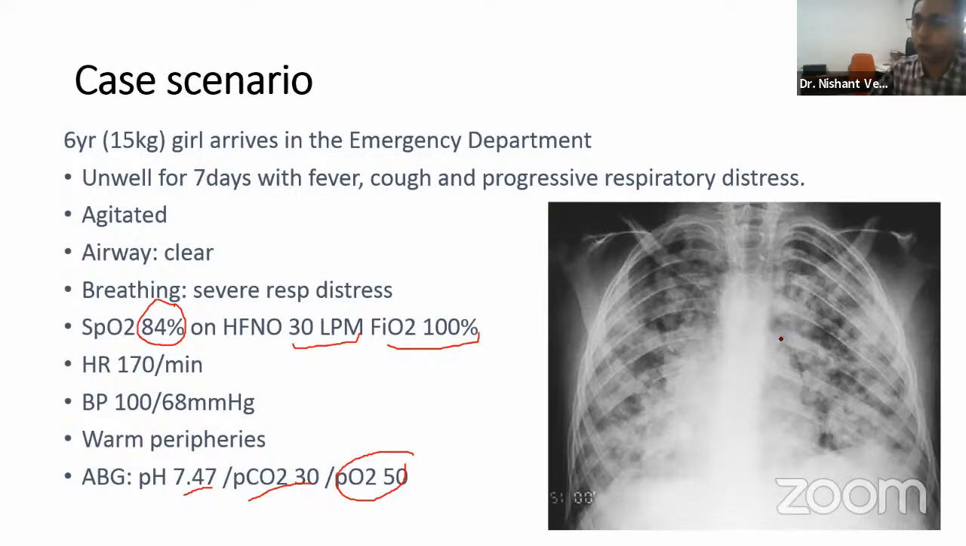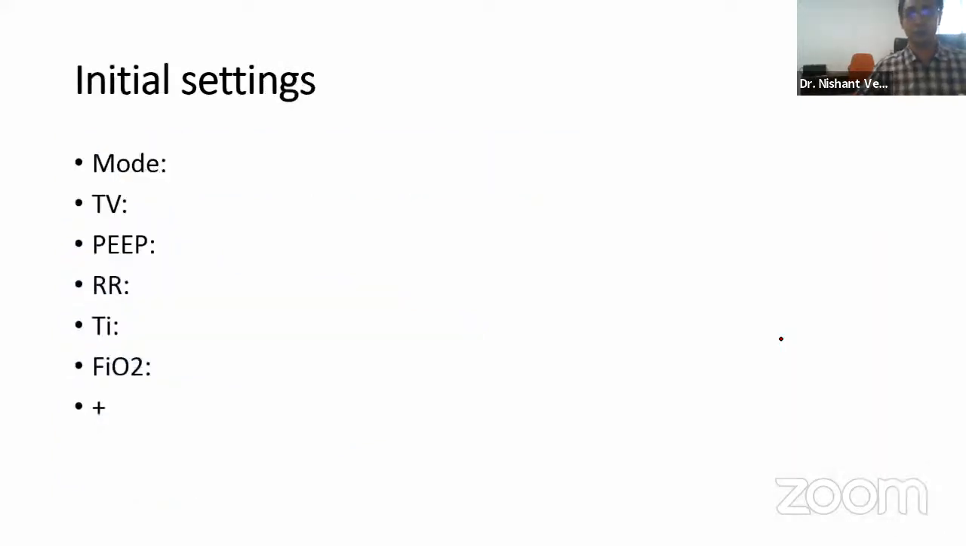Now for intubation, always follow the rapid sequence intubation algorithm. So pre-oxygenate, use atropine, use sedation, and then intubate. Your child should not be fighting when you are intubating the child, because fighting would further worsen his or her hypoxemia and she may develop cardiovascular collapse during your intubation. So pre-oxygenate, sedate, use atropine, and then intubate.